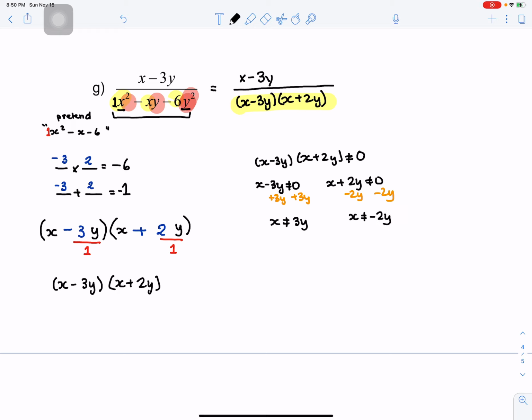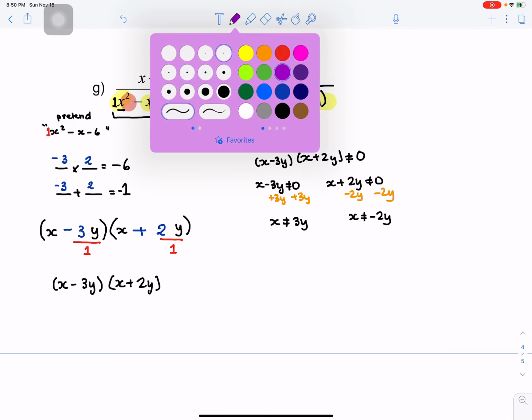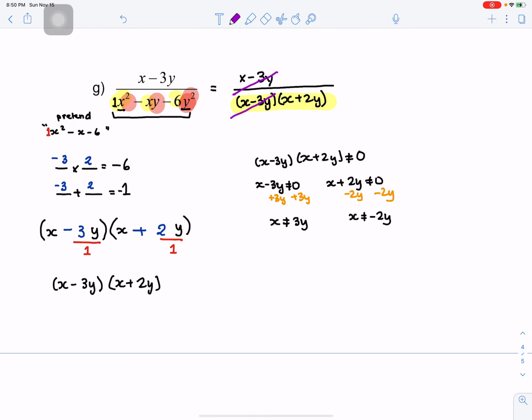Now, are there any identical terms on top and bottom? Cancel, cancel. So I'm going to write 1 on the top because when I divide, I get an imaginary 1 left over. X is not allowed to equal 3y. X is not allowed to equal negative 2y. And on the denominator, when I simplify, I get just x plus 2y. And I'm going to state my non-permissible values at every step. Otherwise, the expressions aren't identical.